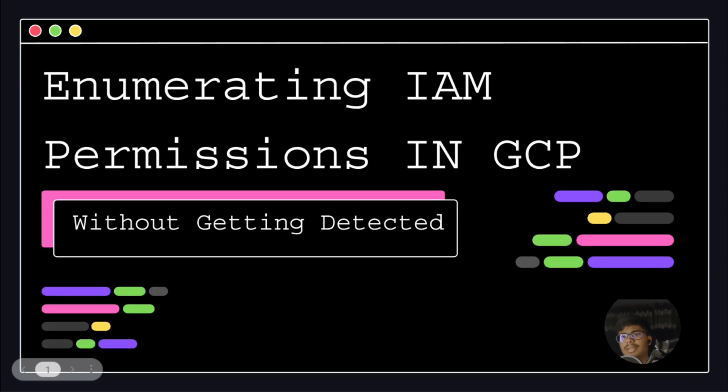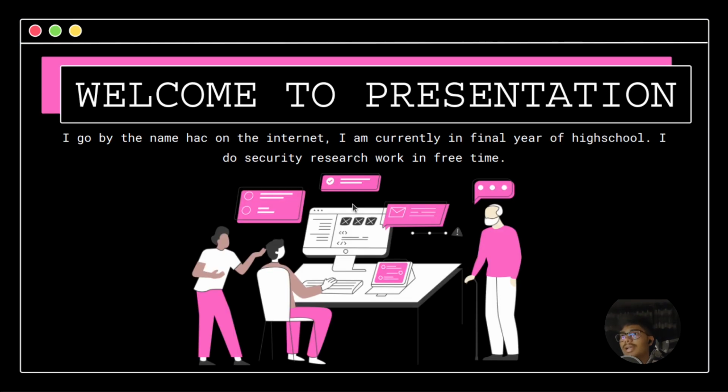Hey all, it's me Hack, and in this video I will talk about enumerating IAM permissions in GCP without getting detected. So let's get started, right?